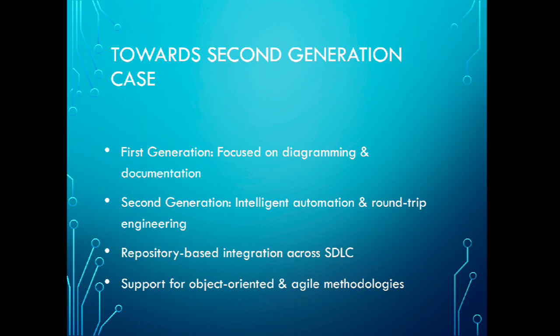In this slide, we will see about the second generation CASE tools. Early CASE tools, what we call first generation CASE, were revolutionary for their time, but they were quite limited. They primarily focused on automating tasks like diagramming and generating documentation. They helped a lot, but they were still largely passive tools.